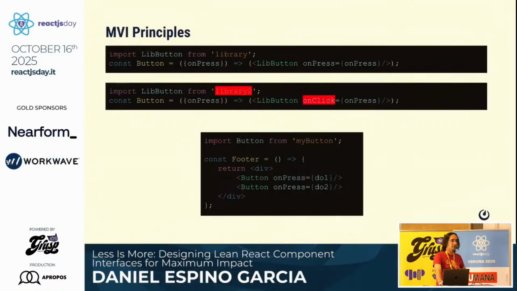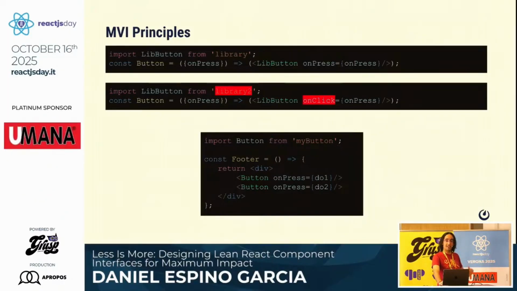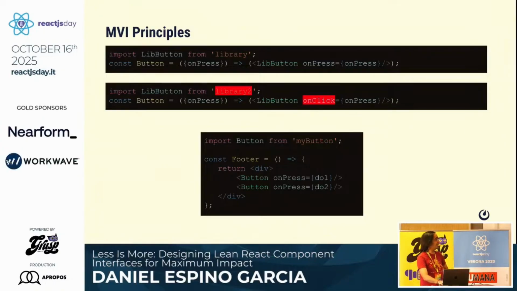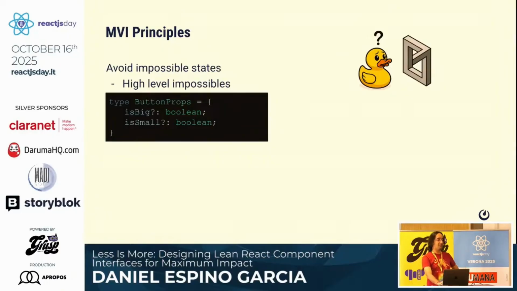Absolutely none. No changes at all. And I can keep living really happy, and the commit history is way simpler, and everything is just better if you do this. Okay, the next thing is about avoiding impossible states.